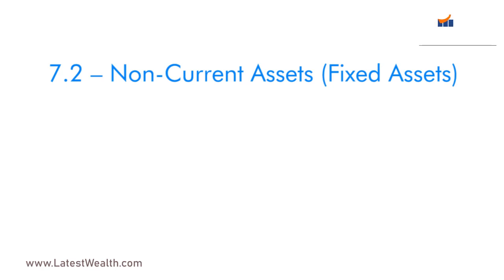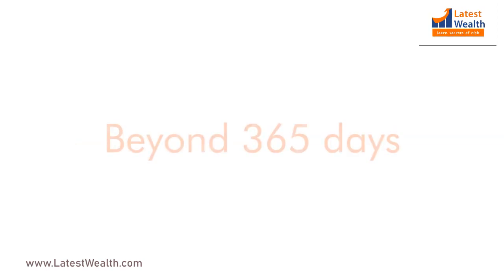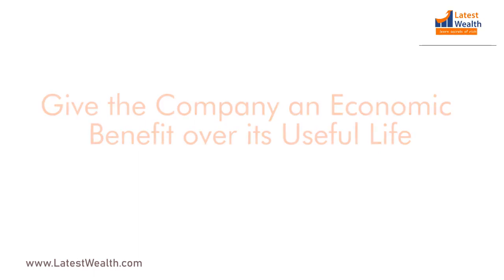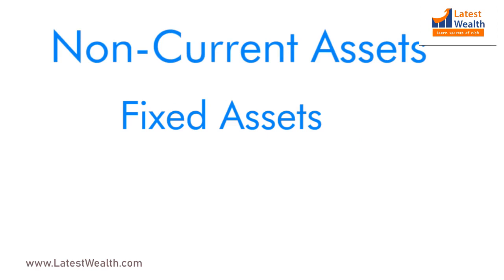In the earlier chapter we learned that non-current assets talk about the assets that the company owns, the economic benefit of which is enjoyed over a period beyond 365 days. Remember, an asset owned by the company is expected to give the company an economic benefit over its useful life. If you notice, within the non-current assets, there is a subsection called fixed assets.